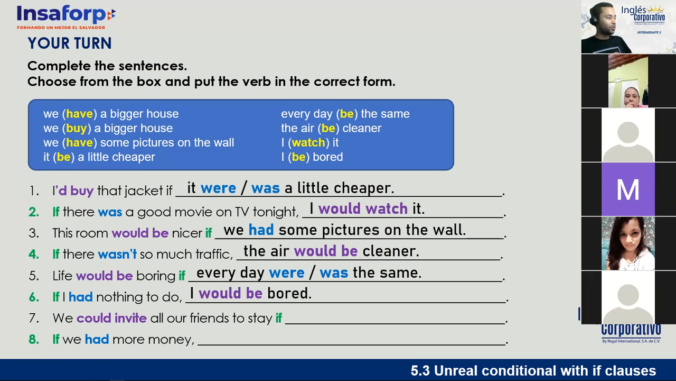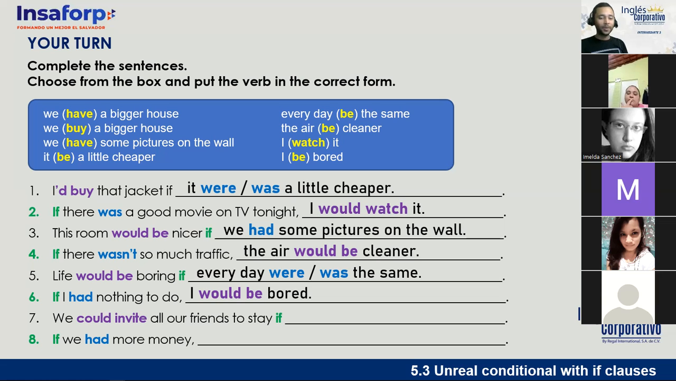What about number seven? Okay. I saw Imelda raising her hand. I don't know if you want to participate, Imelda. Yes, I want to try again. Okay, great. Number seven. We could invite all our friends to stay if we'll have a bigger house. Can you repeat that? We could invite all our friends to stay if we'll have a bigger house.